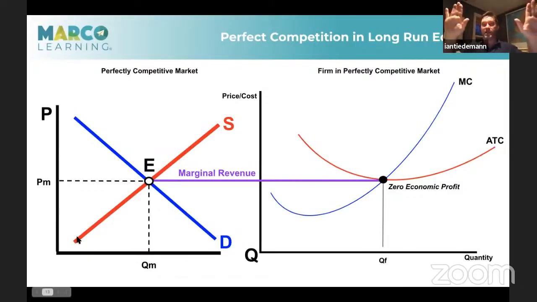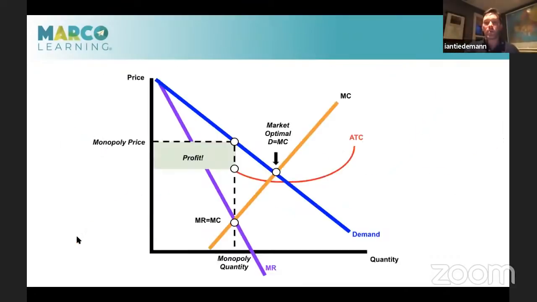the perfectly competitive graph, which has a side-by-side graph because the firm is responding to the market, monopoly serves the entire market. So there is no side-by-side. They are what's called a price maker. So MR equals MC, and then they go up to the demand curve right here, and this is their price.